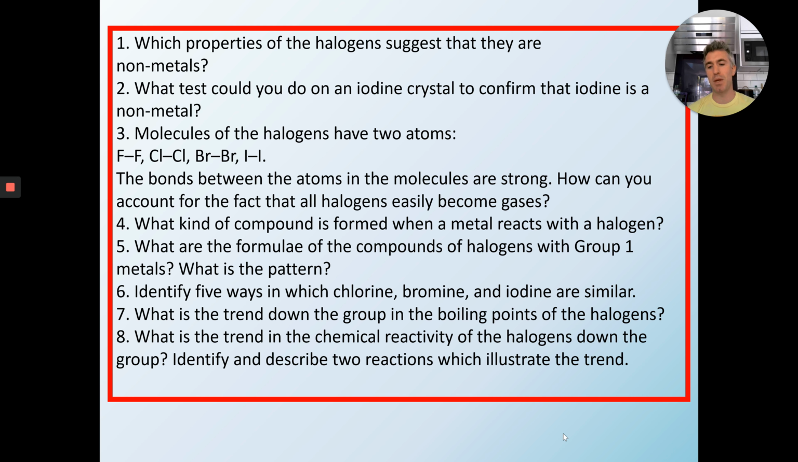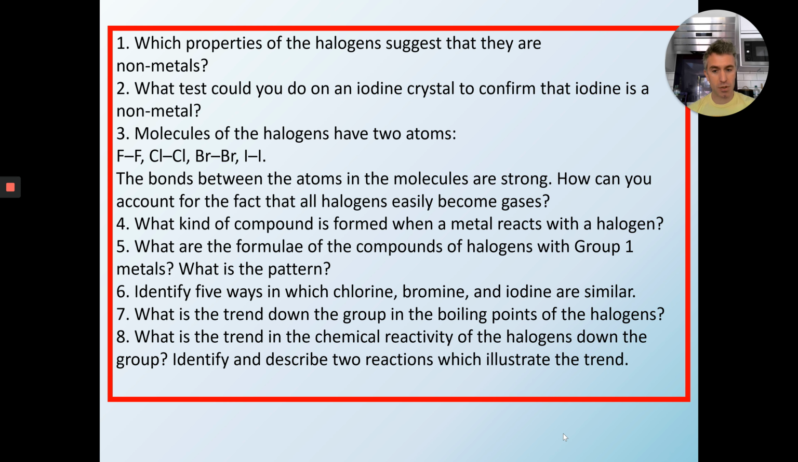And here we go, we have reached the end. I'm sure you're relieved. There's a lot of me talking. Here are 8 questions. Don't write the questions down, just write the answers. What property of the halogens suggests they are non-metals? What test could you do on an iodine crystal to confirm that iodine is a non-metal? Molecules of the halogens have 2 atoms, F2, Cl2, Br2, I2. The bonds between the atoms in the molecules are strong.